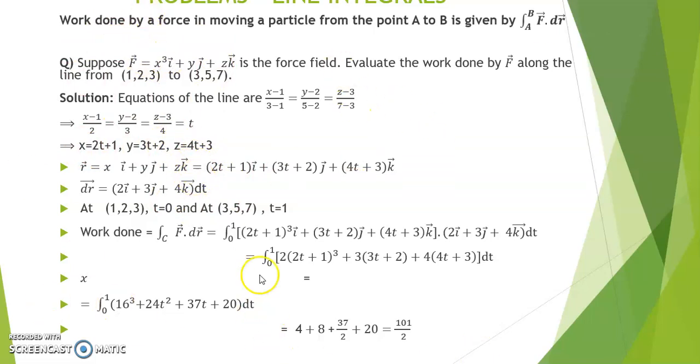So my common limit of t equal to 0 and t equal to 1 will be taken over a single integral from 0 to 1, and substituting this entire F vector dot dr vector, I'll be taking the dot product, integrating, substituting the values, and getting the answer.